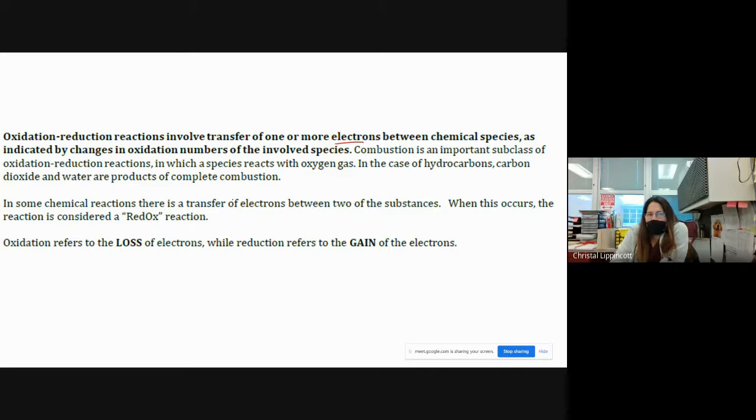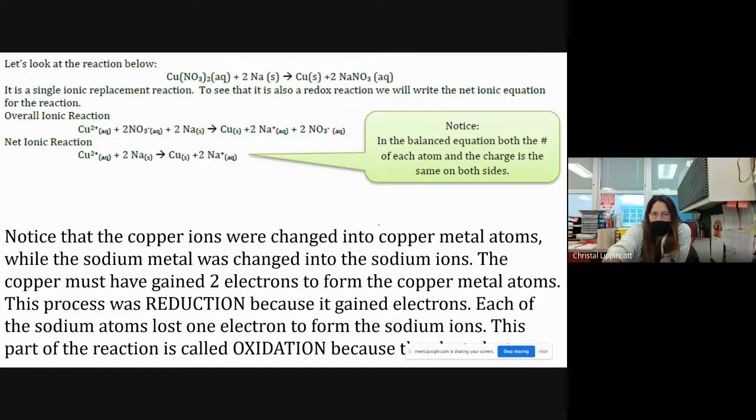In some chemical reactions, there's a transfer of electrons between two substances. When this occurs, the reaction is considered a redox reaction. Oxidation refers to loss of electrons. Reduction refers to gain of electrons.